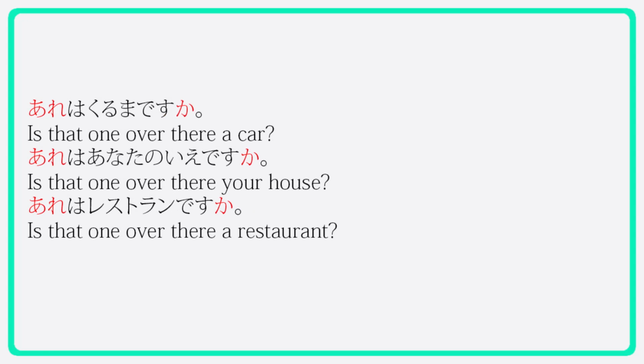Are wa anata no ie desu ka? Is that one over there your house? Are wa restaurant desu ka? Is that one over there a restaurant?